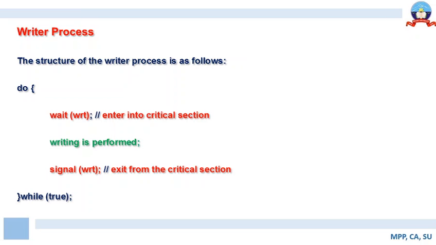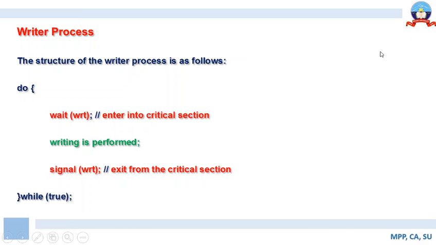So writing is performed. Once a writer completes its operation, WRT will be incremented by 1 by the signal process, because now you need to enable any reader or writer to perform an operation on the database. This is a very simple description of the writer process. First, the writer will validate the value of WRT using the wait function. If it is validated, it will perform the write operation onto the file, and eventually it will increment the value of WRT with the help of the signal function in order to exit from the critical section. This is how the writer process is defined.